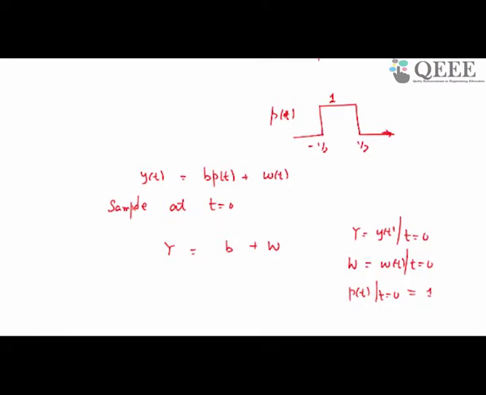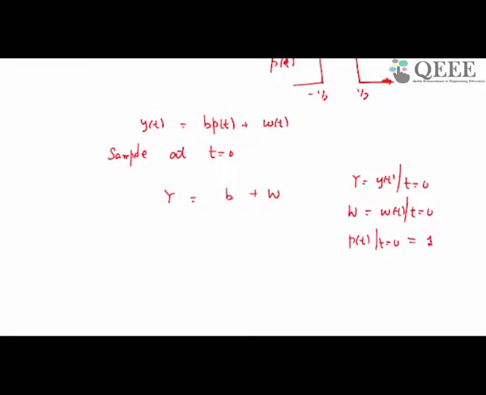Okay, since I am talking about a simple rectangular pulse, even if it is a sinc pulse it will work. Even if it is a raised cosine pulse, when you sample at t equal to 0, the pulse will be non-zero. In particular, you can think of it as taking value 1. Now you have the observation. So y is the symbol value b plus noise.